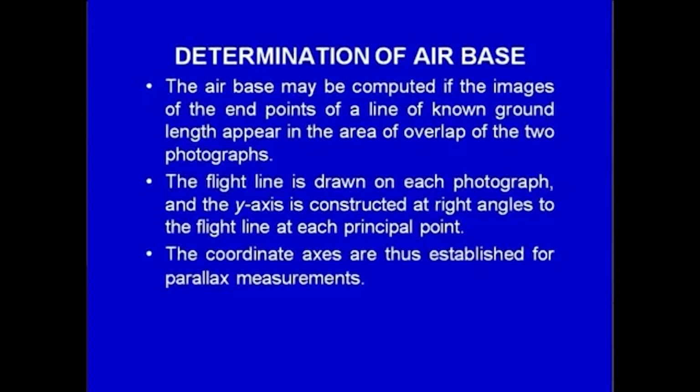So, let us start taking the measurements. First of all, let us determine the air base, that is the distance between the two camera positions in the space. The air base may be computed if the images of the endpoints of a line of known ground length appear in the area of overlap of the two photographs. The flight line is drawn on each photograph and the y axis is constructed at right angles to the flight line at each principal point. The coordinate axes are thus established for parallax bar measurements.